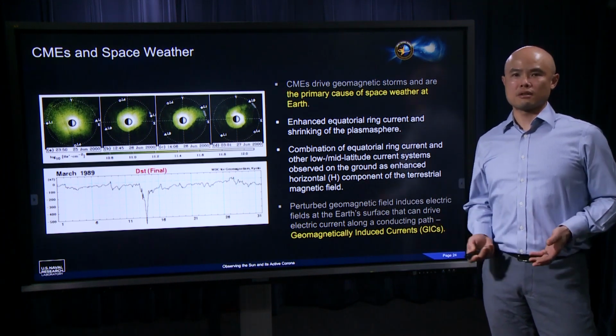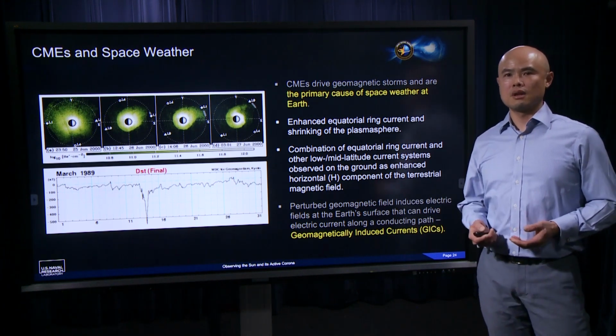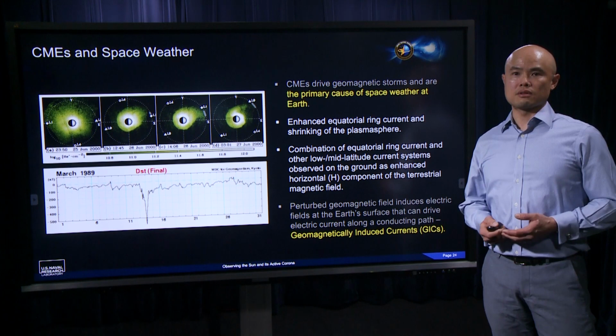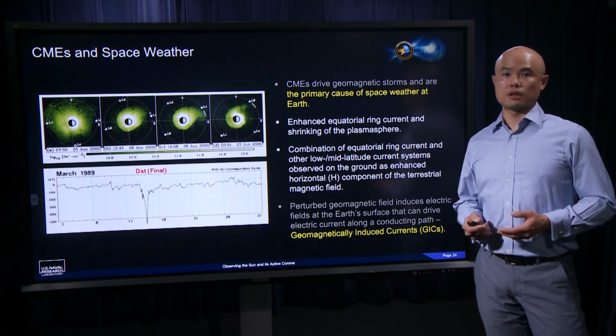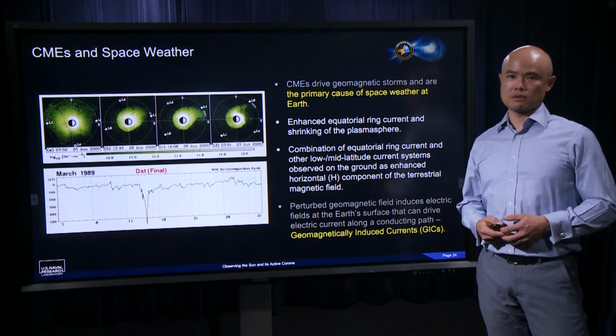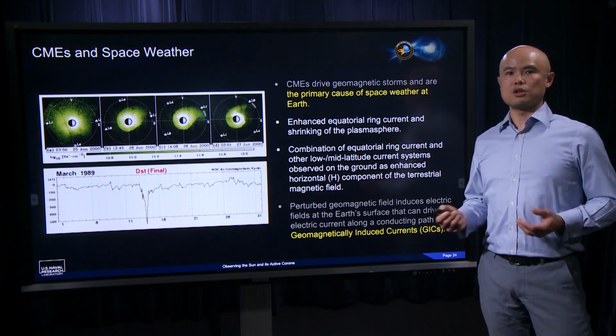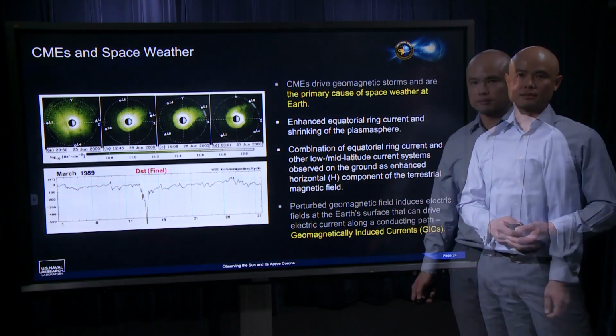If you recall from Faraday's law from freshman physics, you'll realize that changes to the geomagnetic field will induce electric fields at the Earth's surface. These give rise to the flow of electric currents anywhere where a conducting path might be present near the Earth's surface. These are known as geomagnetically induced currents, and we'll come back to those in a moment.